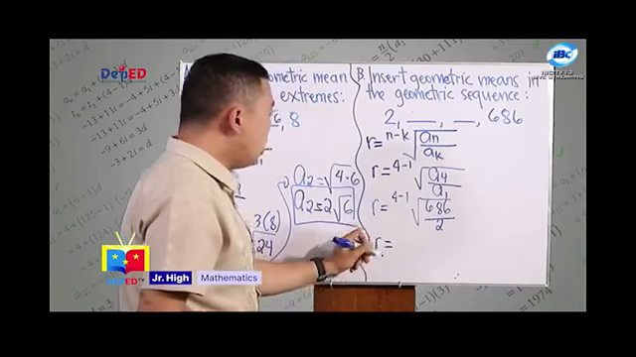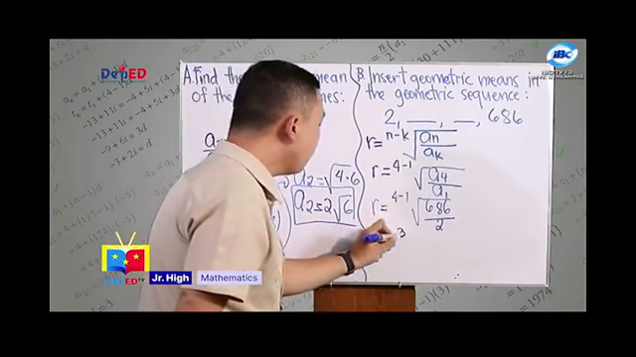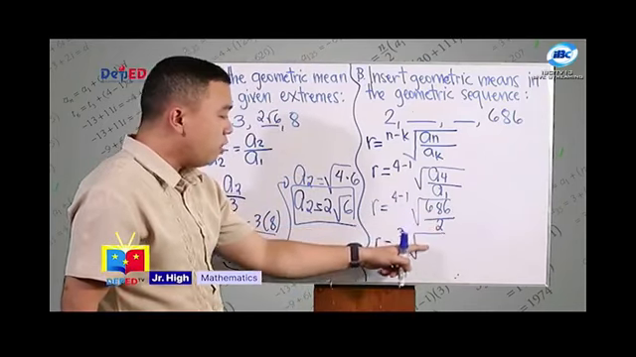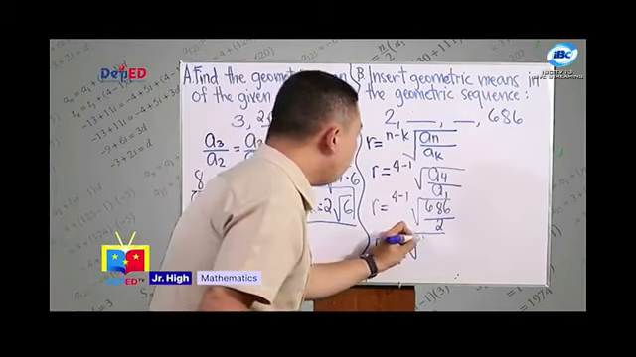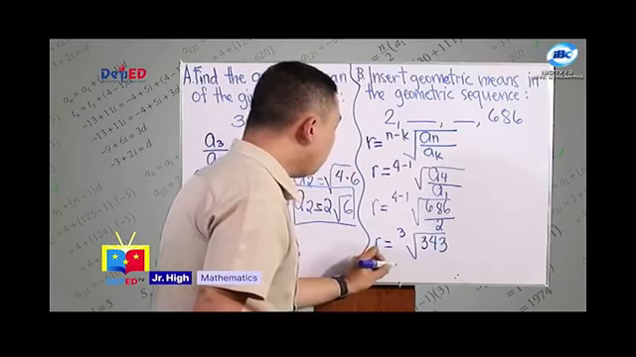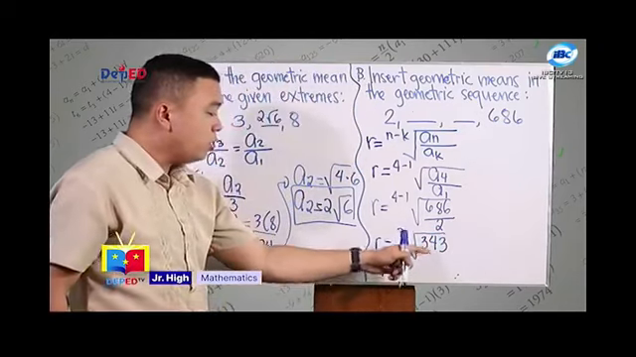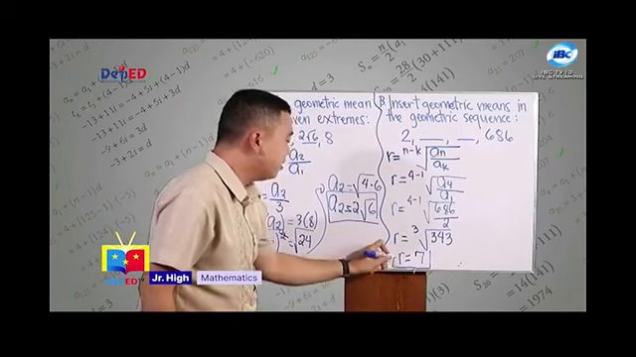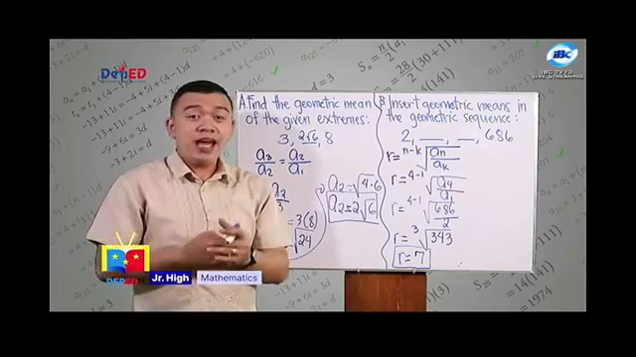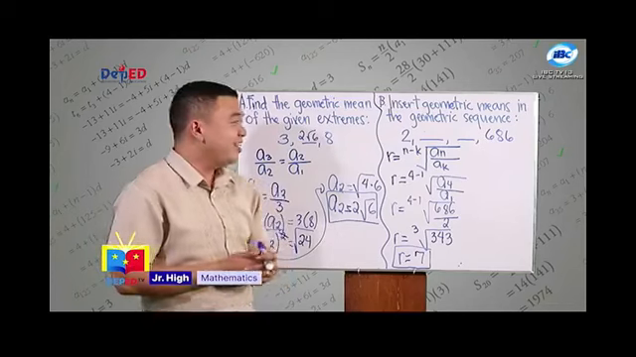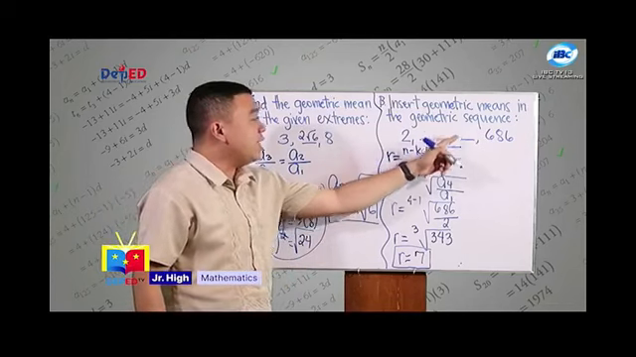Moving on, we have r is equal to the cube root, since 4 minus 1 is 3, of 686 divided by 2, which will give us 343. Getting the cube root of 343 will give us, correct, 7. Since we already have our common ratio, we can now solve and find the missing terms. Again, that is a sub 2 and a sub 3.